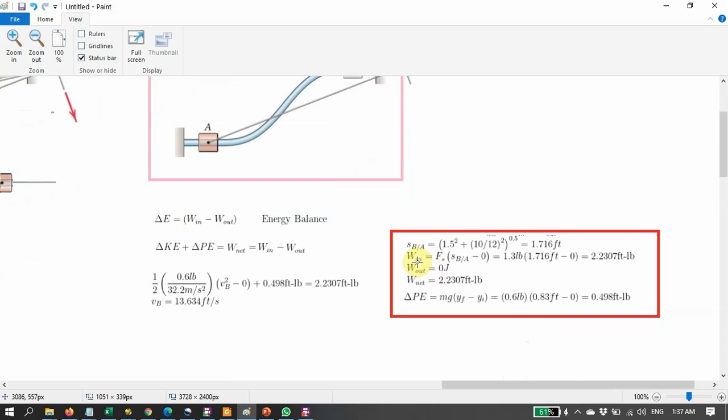And then we can calculate the amount of work done by the external force on the slider. We get about 2.2307. So the net work will be 2.2307 foot-pounds, and the potential energy change is 0.498 foot-pounds. So when we plug all this into the equation, we get the velocity at B equal to 13.634 feet per second.